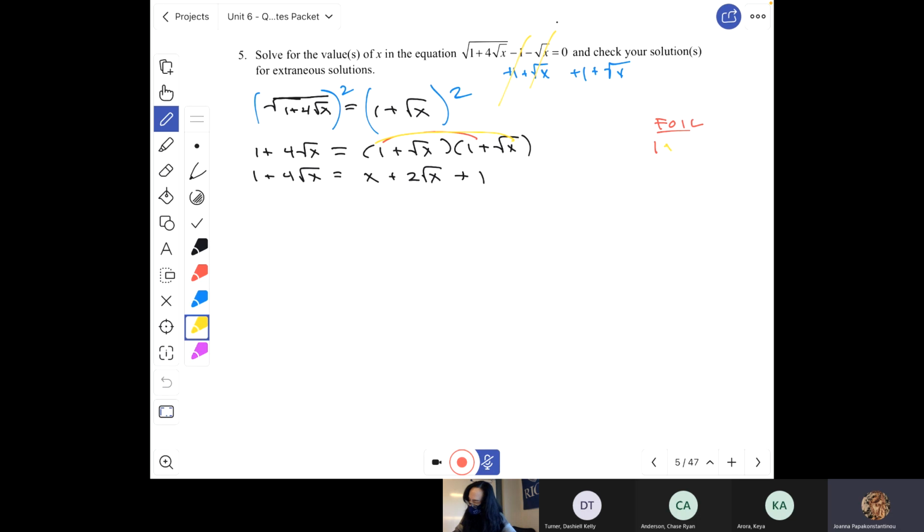1 times the square root of x is the square root of x. Square root of x times 1 is the square root of x. Yes? Okay, and then the square root of x times the square root of x is just x. Then I'm going to combine these. I have 2 of them. So that gives me 1 plus 2 times the square root of x plus x, and then Austin just put the x first, just rearranging the order.